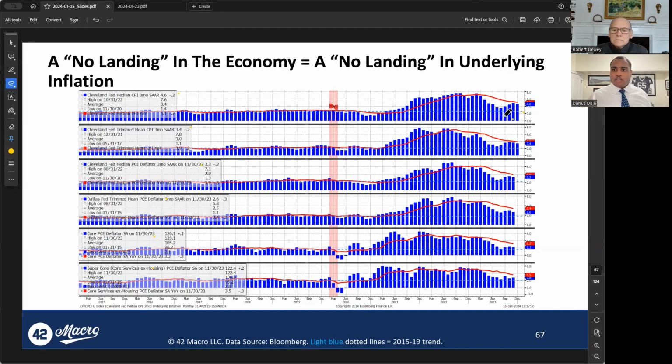And so what I'm showing in the top panel, you should be very concerned as an investor, is that we've already bottomed in median CPI on a 3-month annualized basis and have since reaccelerated to 4.6%, which is almost double the pre-COVID trend. We bottomed in trim mean CPI, pretty much right at the pre-COVID trend, and have since accelerated a couple, maybe 100 basis points or so, to 3.4%.